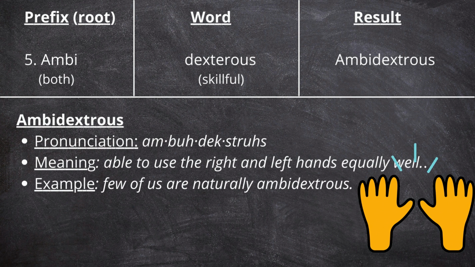The fifth prefix is ambi, which means both, and the word is dexterous, which means skillful. Both put together form a word ambidextrous. Ambidextrous person is the one who is able to use the right as well as the left hand equally well. For example, few of us are naturally ambidextrous.